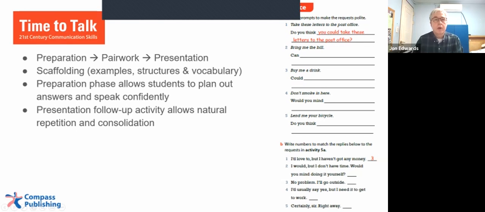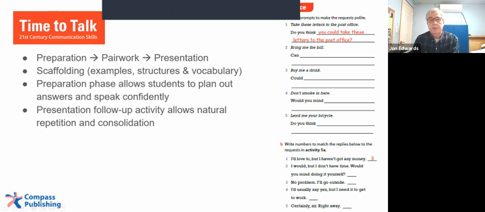So in one of our products called Time to Talk, which is focusing on 21st century communication skills, you can see this kind of drill practice. So the students are given some opportunity to prepare. In this case, they're filling out prompts to make polite requests, and this is given to them as a way to get ready, a preparation phase, so that it allows them to plan out their questions and their answers and speak confidently. And then you can get them to practice it as a pair.